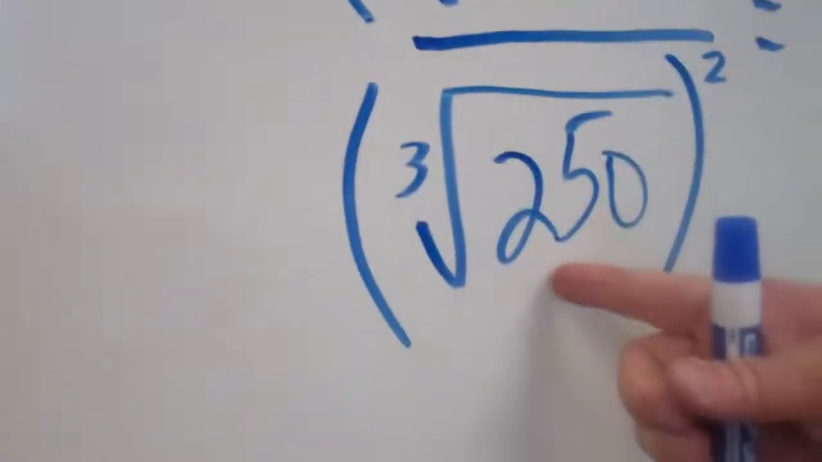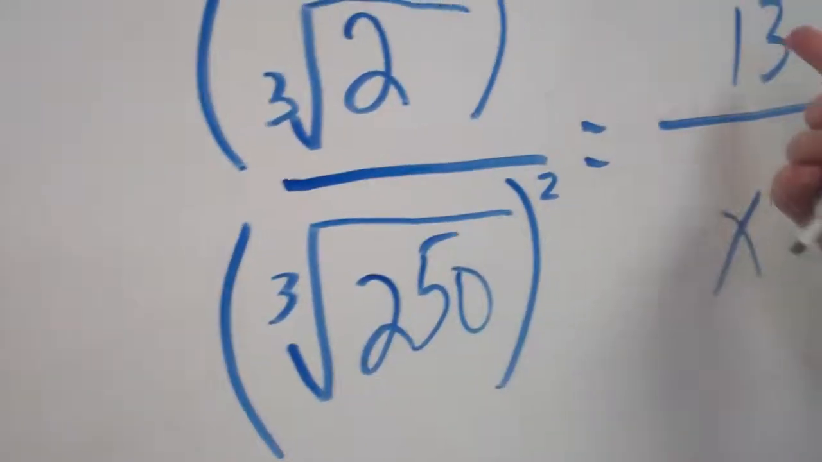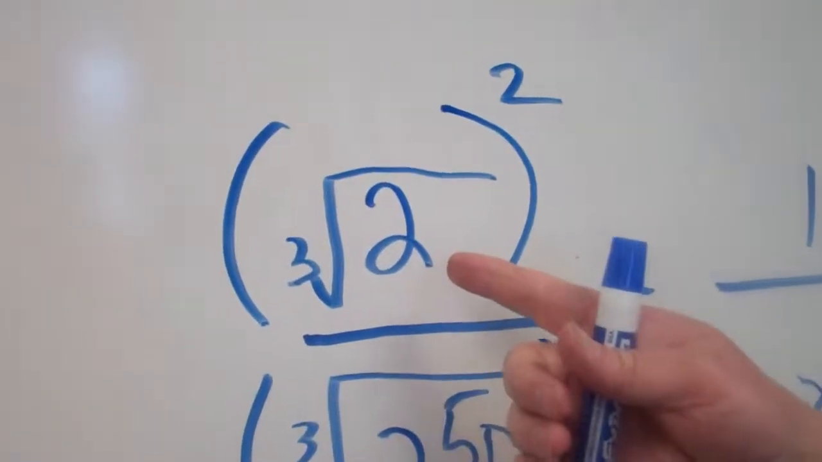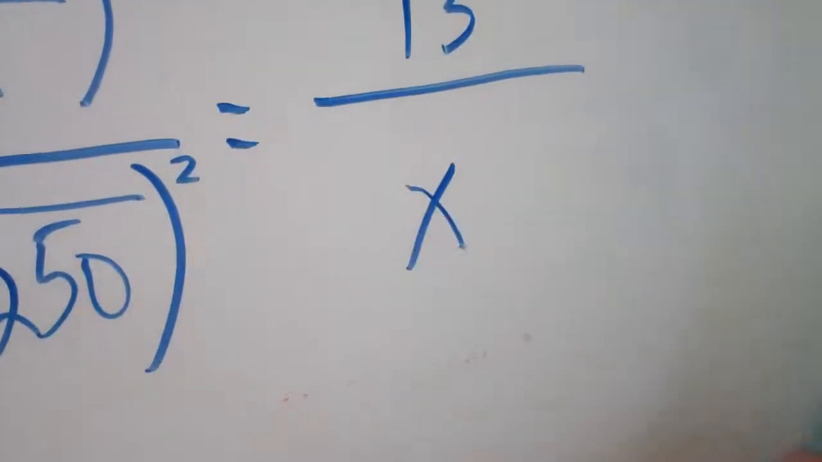And in her calculator, she did cube root of 250, squared it, took it times 13, and divided by the cube root of 2 squared with some parentheses. And she got a perfect answer without ever having to use a pencil. Well, except right there.